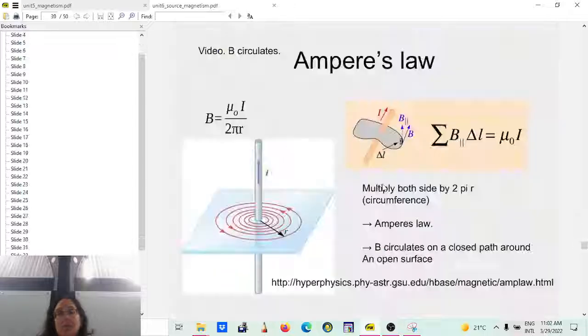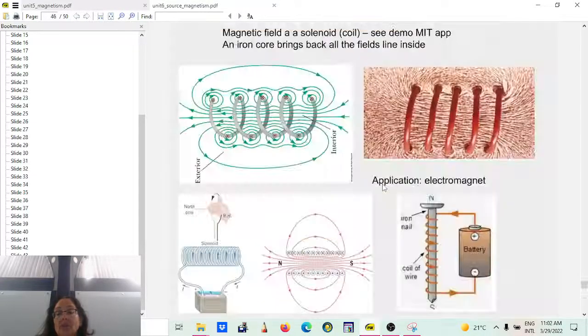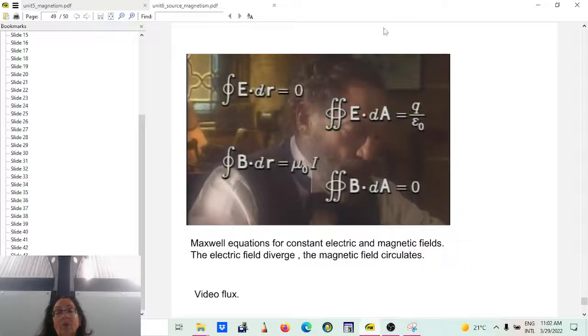Okay, so Ampere's law is super cool. Super cool. Look, we are almost there. The four equations, almost the four equations of Maxwell. Super cool. And okay, so you have a pop quiz. Let me know if you see it. Do you see it? Okay.